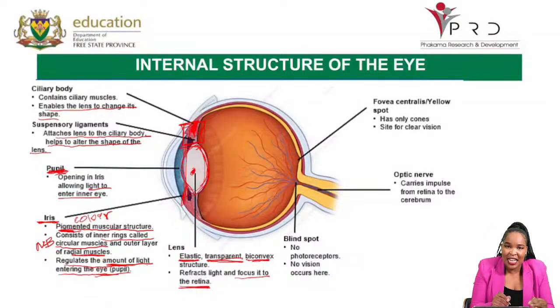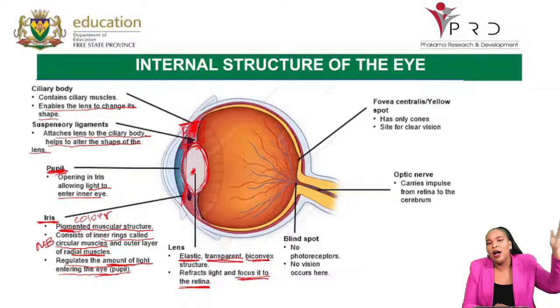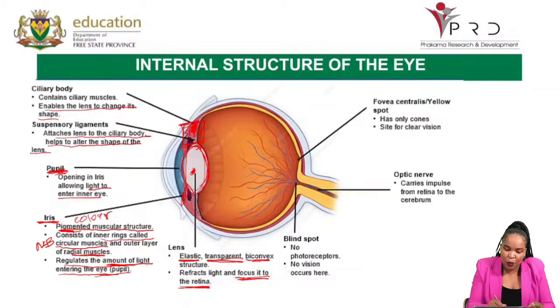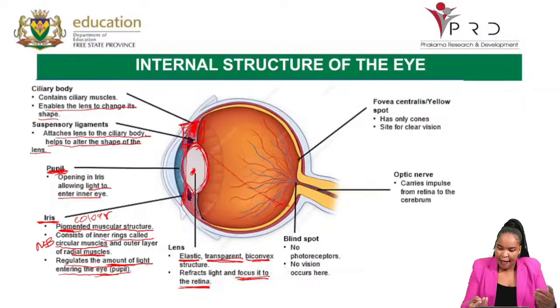So the function of the lens is to refract light and focus it where? On the retina. So if light is coming from all different parts, this light needs to pass through the lens, so that the lens can refract it onto the retina where an image is going to be formed. And then on the retina, there are two things that we did not speak about.